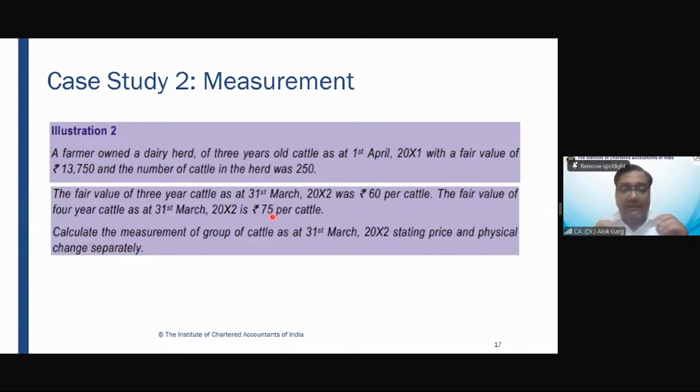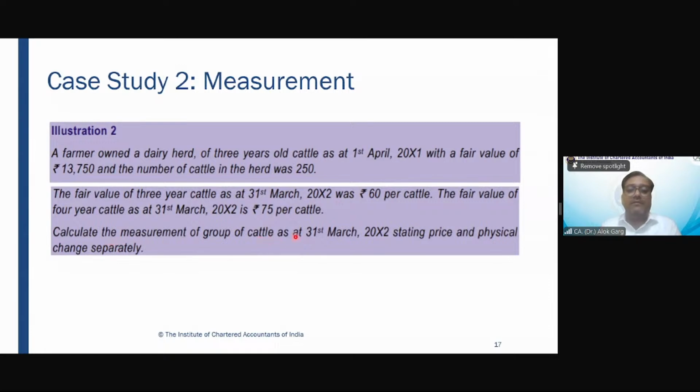Even if the age of the cattle had not increased, what was the fair value on 31st March 2002? 60 rupees. And what is the fair value as of now? 75. So 5 rupees is the price change. 15 rupees is the physical change. Right? The total fair value change is 75 minus 55, 20 rupees. 5 rupees on account of price change, 15 rupees on account of physical change.